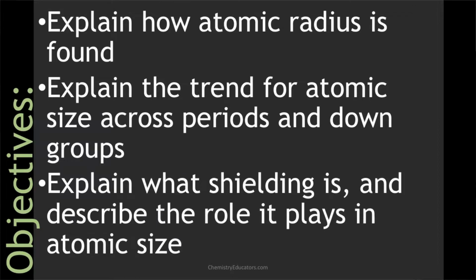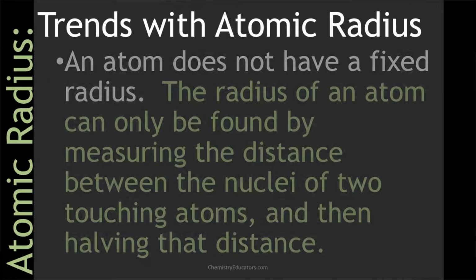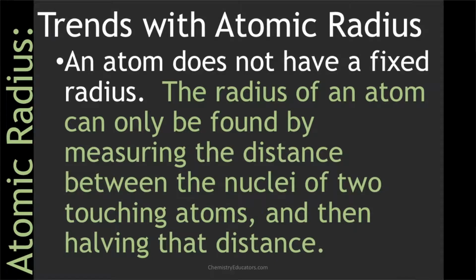Here are the three topics I would like you to have a grasp of before you come to class. I would like you to be able to explain how we can determine atomic radius. I would like you to be able to tell me the trend for the atomic size going across periods and down groups. And I would like you to be able to explain what shielding is, be able to illustrate it, and why it's important in atomic size. All of this we will learn today.